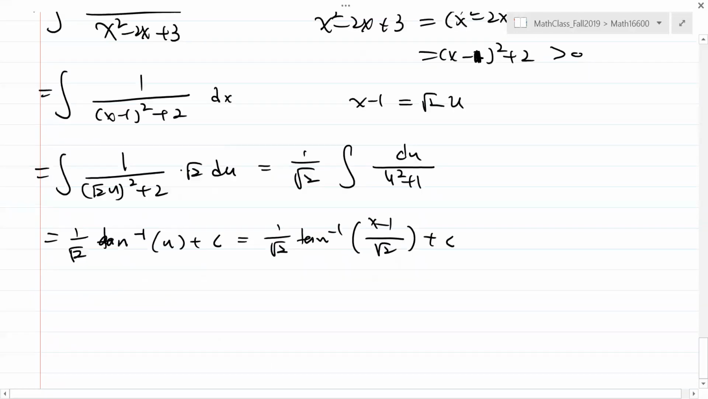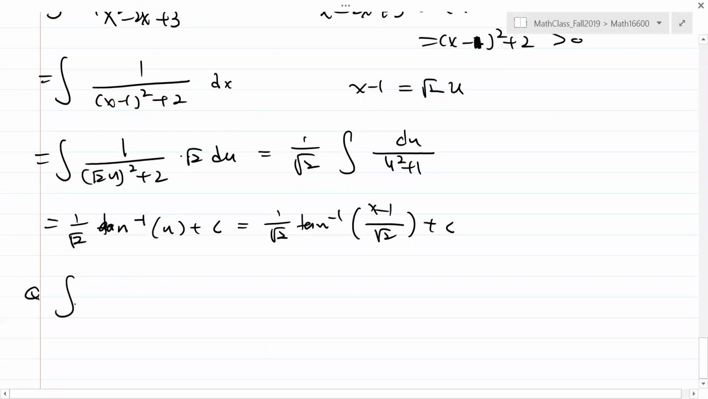I still use this: the integral of 1 over x squared minus 2x plus 3 dx, but I changed the numerator from 1 to x plus 2. How can we do this problem? I'm going to show you two different ways to solve this problem.